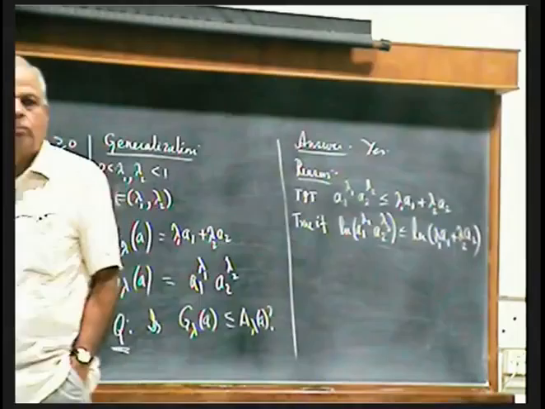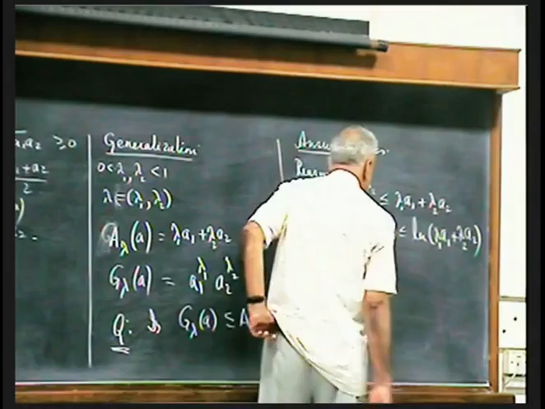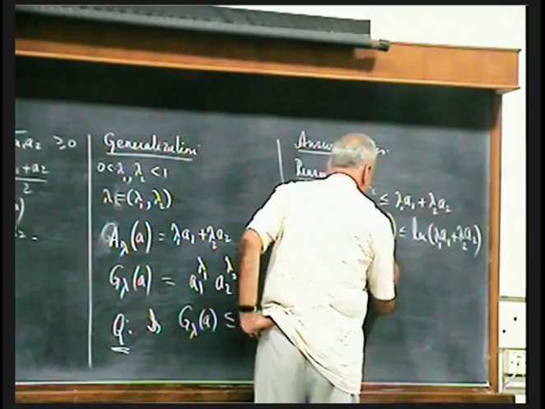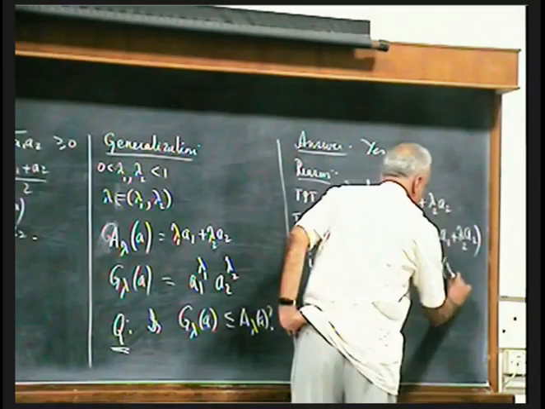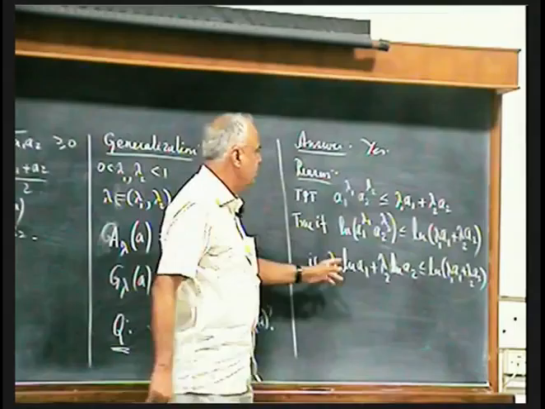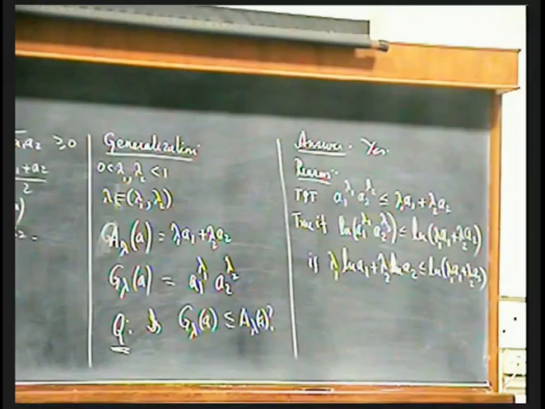That is, if lambda 1 log a1 plus lambda 2 log a2 is less than or equal to log of lambda 1 a1 plus lambda 2 a2. You may ask, what happens if something becomes 0? When one of them is 0, the inequalities are trivial. You don't have to worry about the 0 case. So I can take the logarithm. Now, therefore, this is what we want to prove.